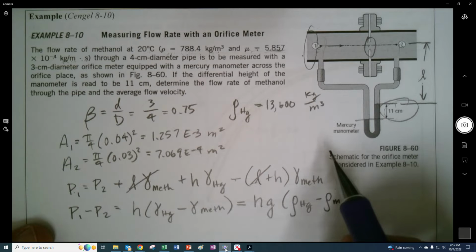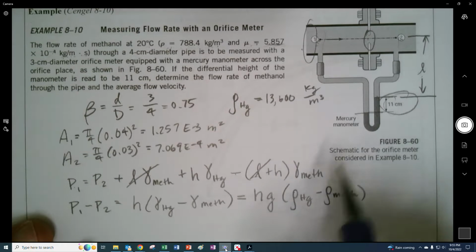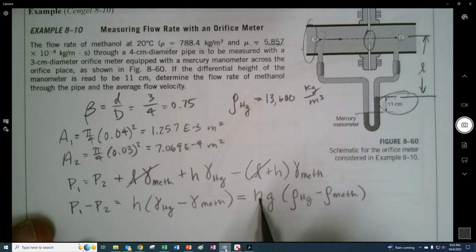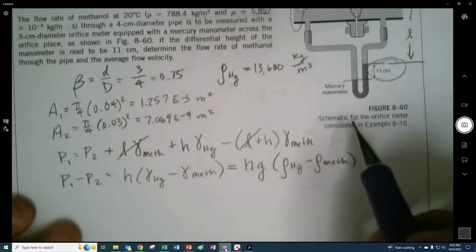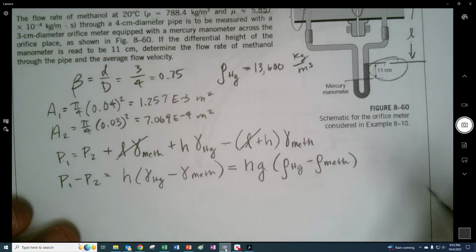And I could figure out what that value is right now because I'm given this, right? I'm given what this H is. That's 11 centimeters. I know G and I know these densities. But I went ahead and waited to put them into my equation for whatever reason.